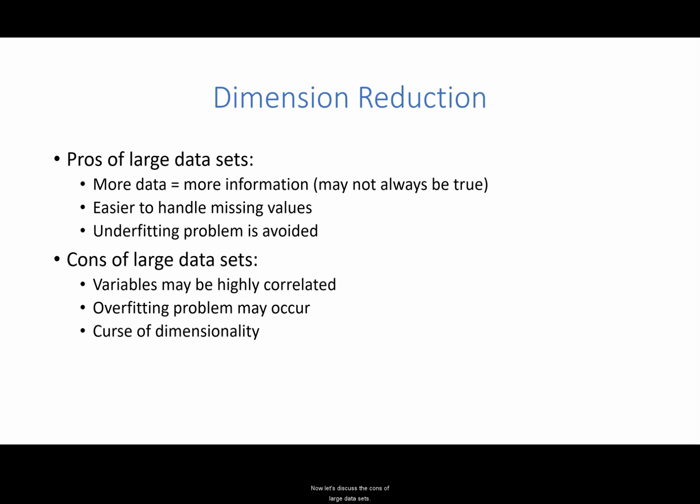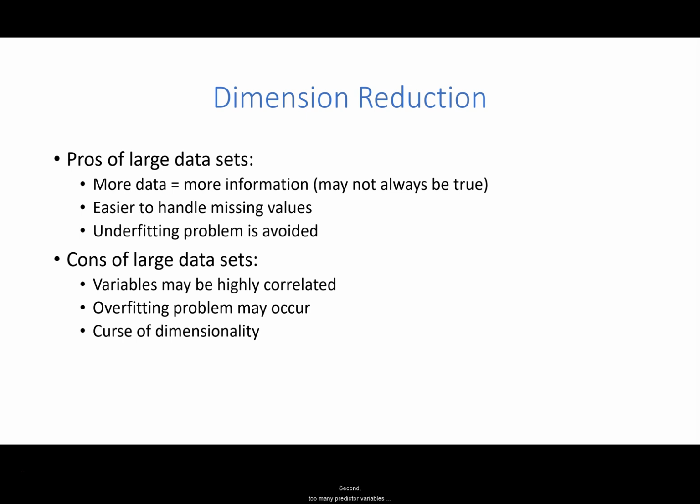Now let's discuss the cons of large data sets. When we have many variables, inevitably, some variables are going to be highly correlated with other variables. Variables that are highly correlated create information overlap or redundancy. In other words, it increases the data size without increasing the information in the data. A consequence of information redundancy is model instability. Small changes in data values might result in radically different models. For example, in regression analysis, highly correlated variables can cause the multi-collinearity problem, which leads to model instability.